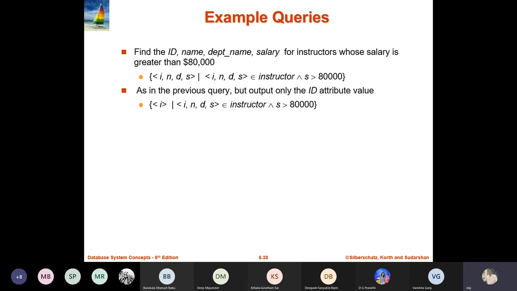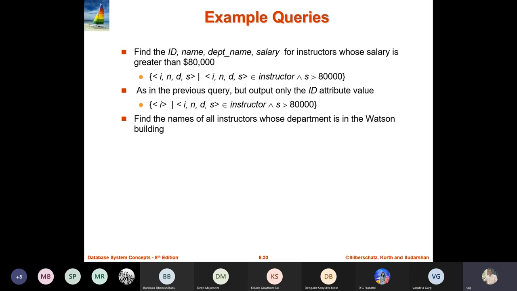So let us check the example queries. Find ID, name, department name, salary for instructor whose salary is greater than 80,000. The same query. So here how do we represent it? I represent the ID, name, department name of the instructor and the salary as the output, where it belongs to the instructor, and the salary is greater than 80,000. As in the previous query, if the output is the ID only, then we just represent this ID.